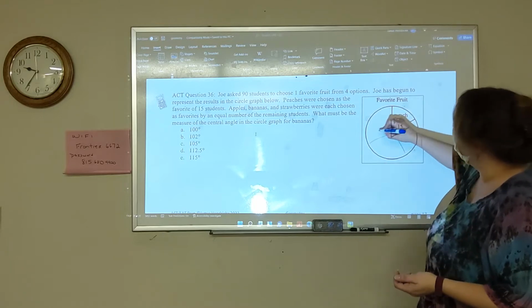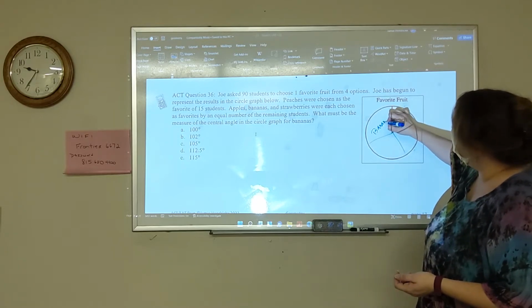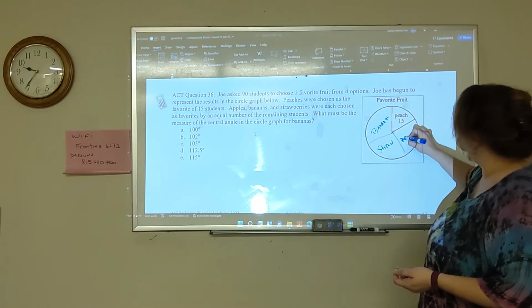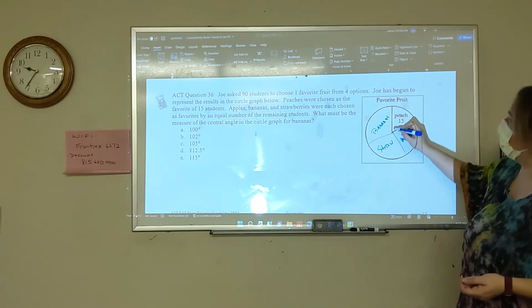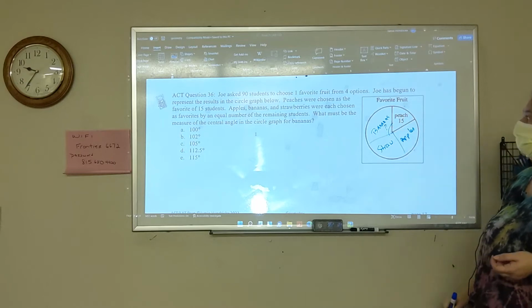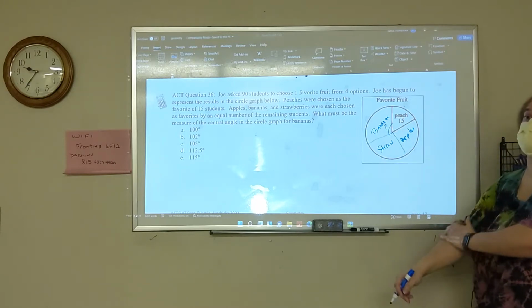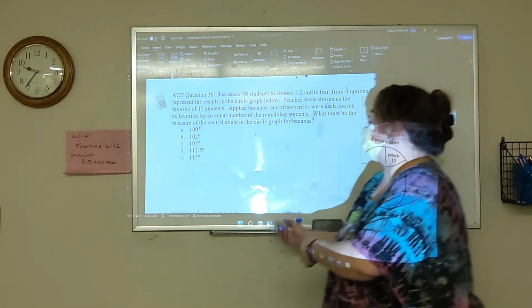All right. So we're going to have bananas, strawberries, and apples. And they want to know what the central angle is going to be for bananas. So this is another part over whole question.